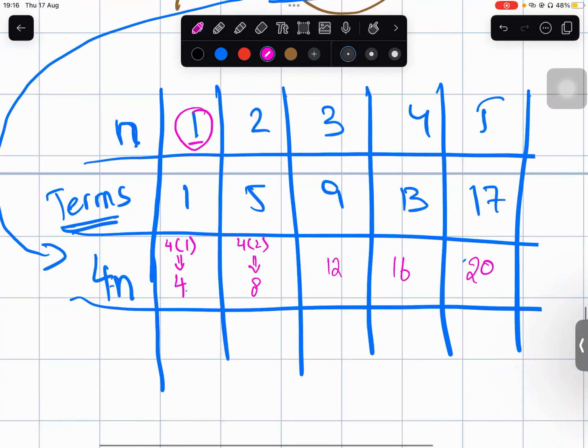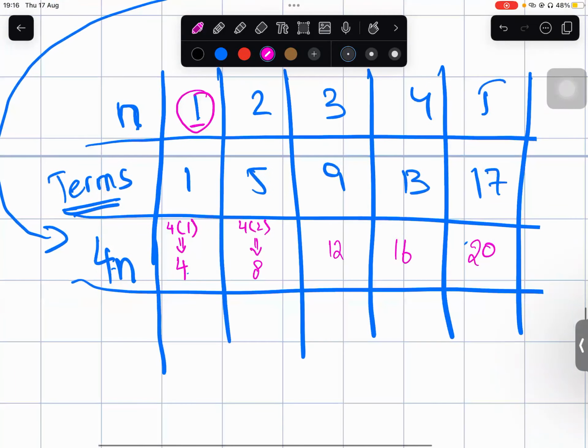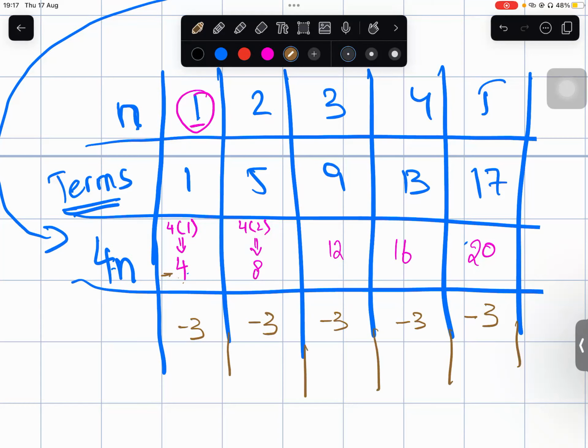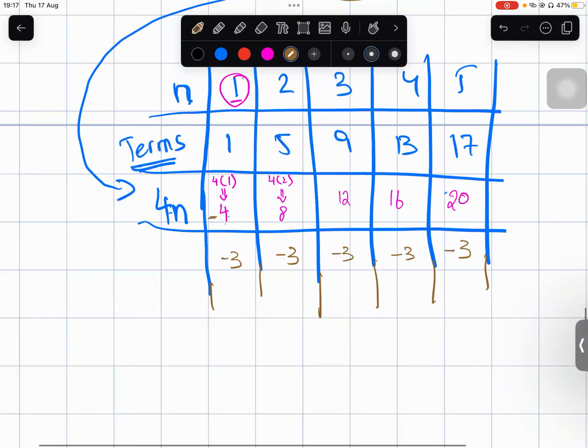Cool. And now at the end, what you need to do is basically just subtract these 4n numbers from the top numbers, the term numbers. Like 1 minus 4 is minus 3. 5 minus 8 is also minus 3. 9 minus 12 is minus 3. 13 minus 16 is negative 3. 17 minus 20 is also negative 3. Are we good?